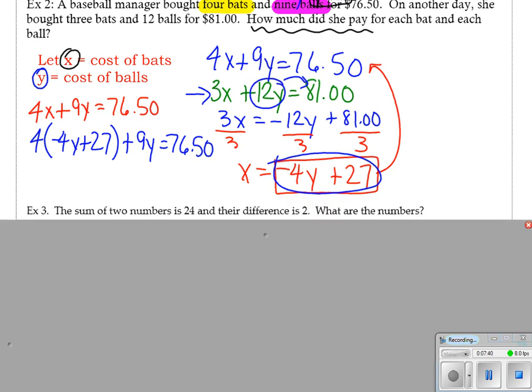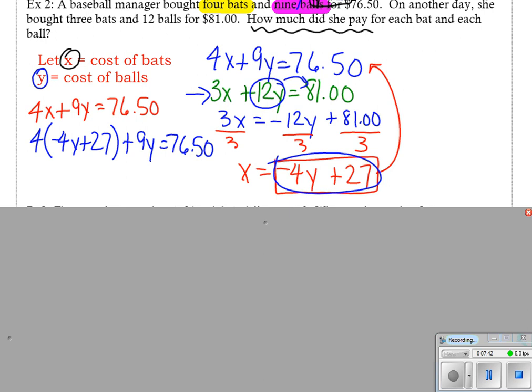Okay, welcome back. Did you do your distributing throughout? Did you wind up with negative 16y plus 108 plus 9y? Now this 9y doesn't get included in the distributing because it's not in there, so it doesn't get multiplied by the 4. Equals 7650.